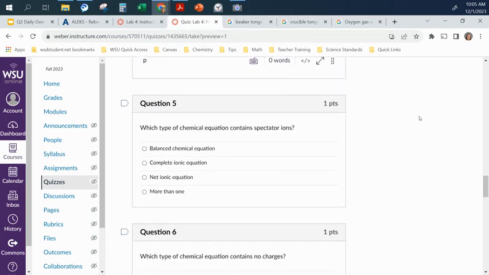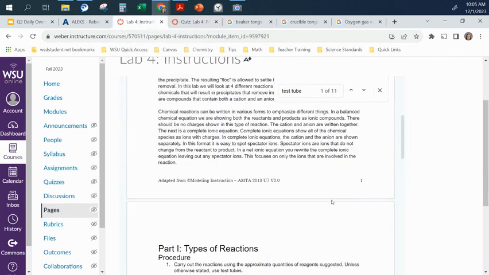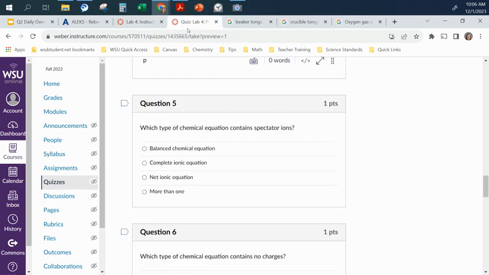Which type of chemical equation contains spectator ions? Complete ionic equations show all the chemical species with ions with charges. So I think that should contain spectator ions. The complete ionic equation is going to give you everything. It's going to have all of the ions, even these ions that don't participate.